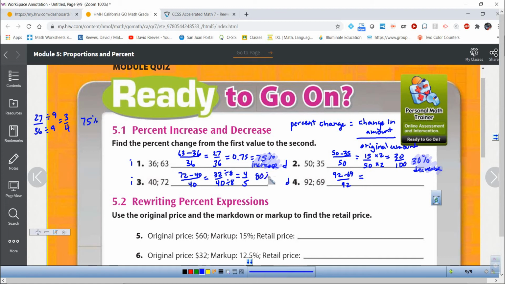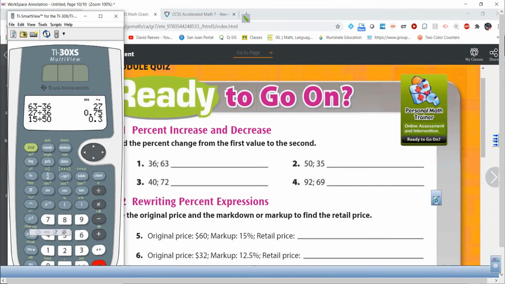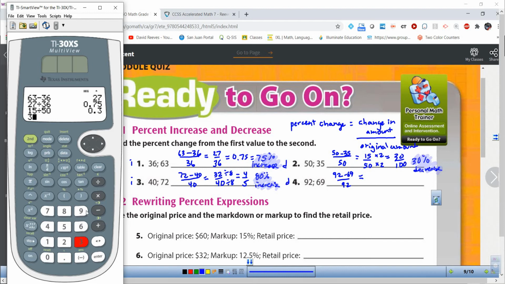This is going to be an 80% increase. 80% increase right there. All right, and again, I just do want to remind you that we could have used the calculator. Again, what were we looking at? We were looking at 32 divided by 40. There we go. 32 divided by 40. If you had missed the simplifying, you would see that we get 0.8.